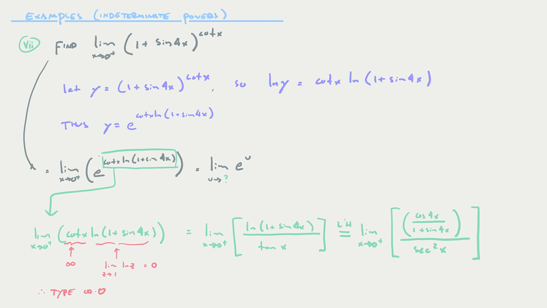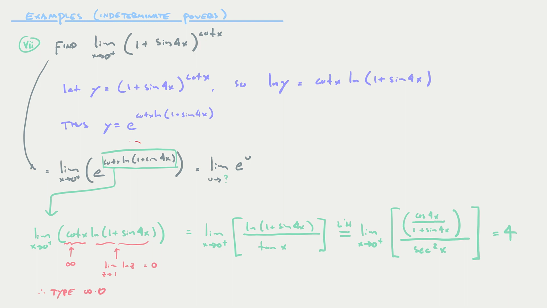So I was able to use L'Hopital's rule on it. Taking the derivative of the numerator looks kind of a mess, but it's actually not too bad. It's the cosine of 4x, this is by chain rule, by the way, divided by 1 plus the sine of 4x, and that's all divided by the secant squared of x, because that's the derivative of tangent. But then we're basically done, because you can actually just use direct substitution now. There's nothing wrong with that. So you just get 4.